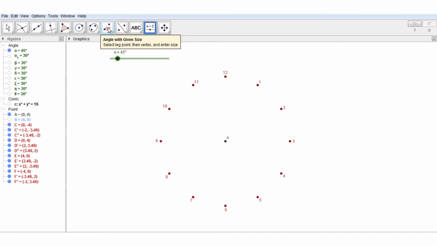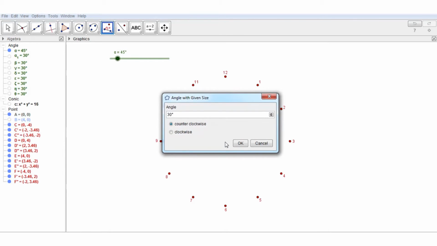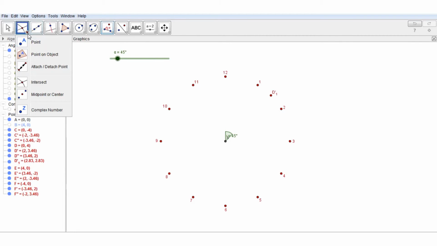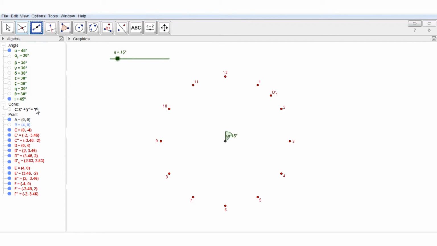Let's take angle of given size. Here you clear that this makes an angle alpha, not this point. Here we define angle alpha clockwise. Then the vector point, here we get a point d1. Thus we get a vector. We have no need of this angle. Here we have no need of point d1 dash.